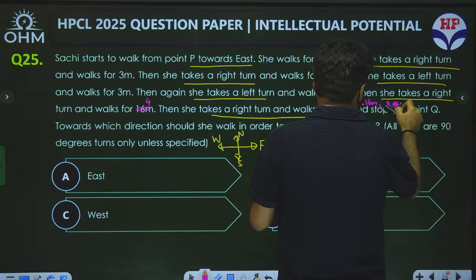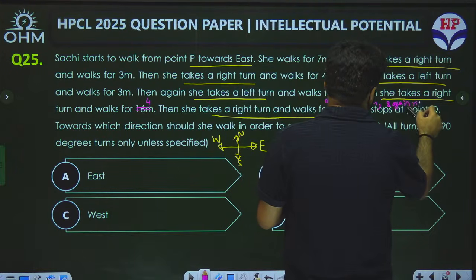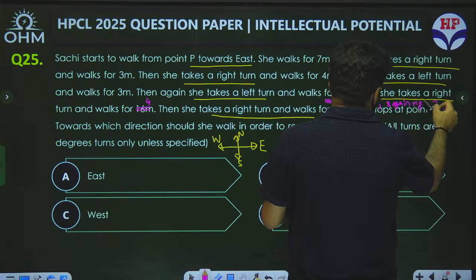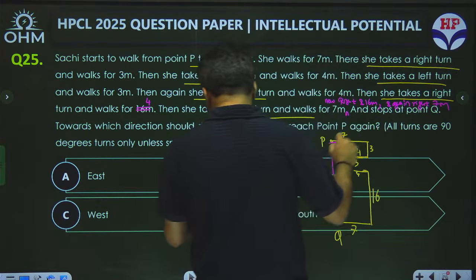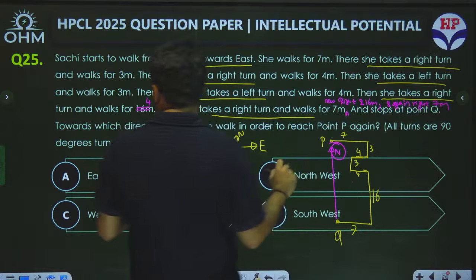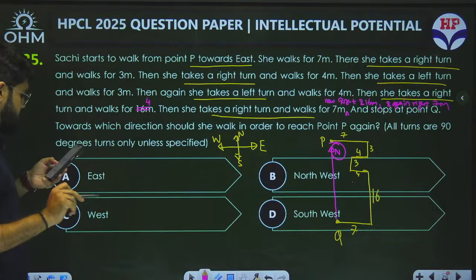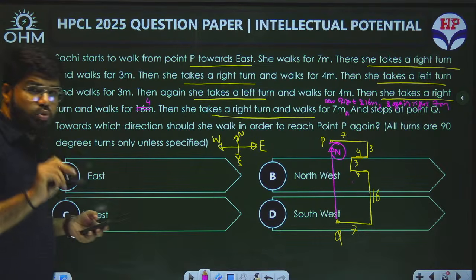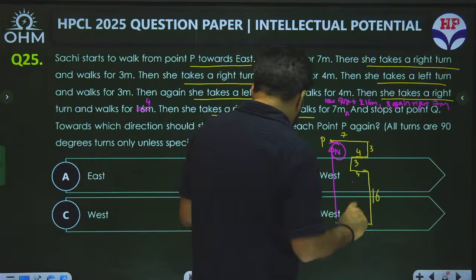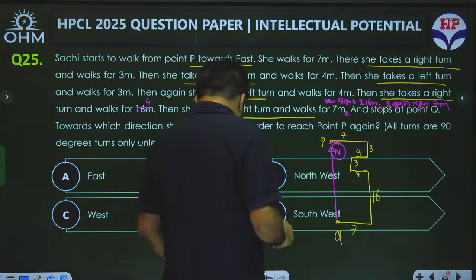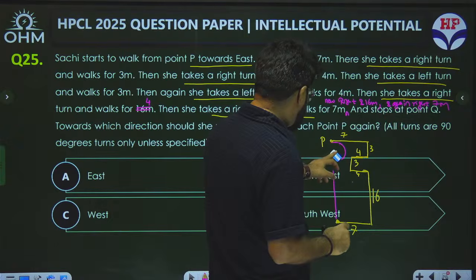And again right 7 meter. Then she stops at the point Q. So 2 lines have actually been missed here in the question. That is why this is not matching.